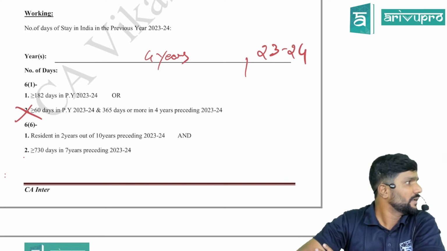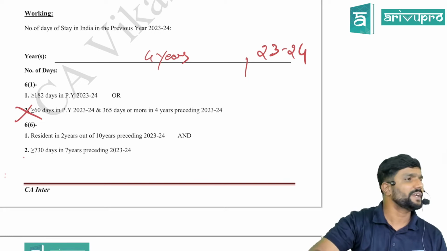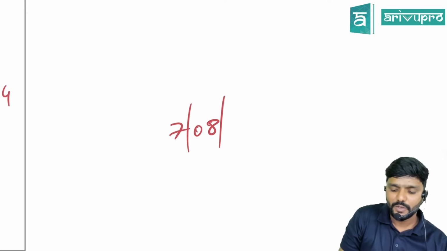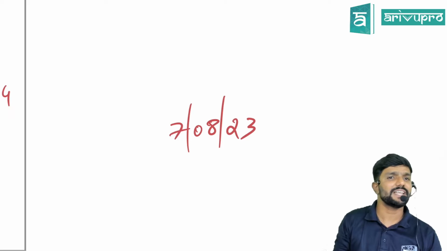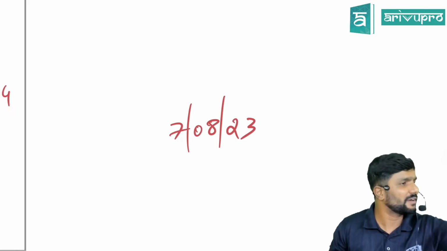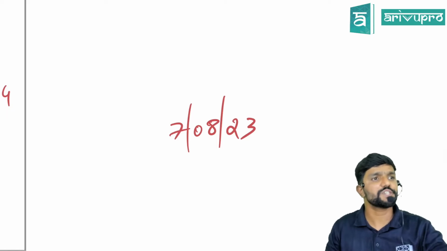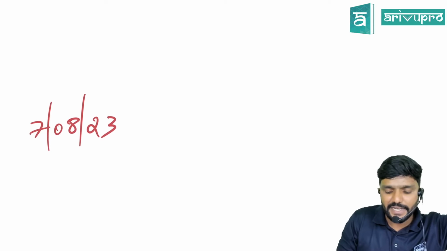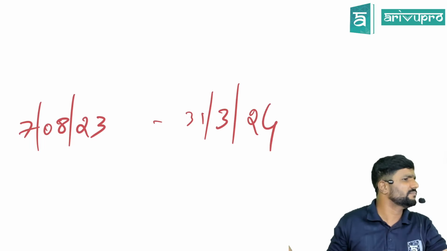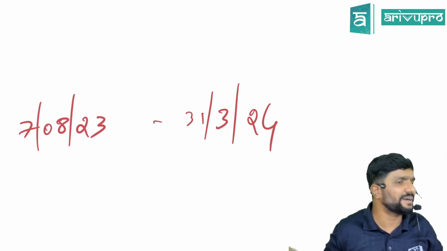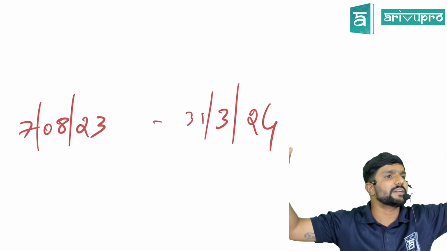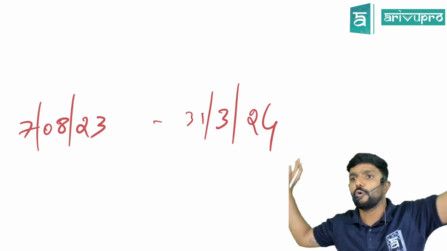Hope you guys got it. Now, when did he come to India? 7th August. Did they tell when he went back? No. So it is understood he was there till the end of the year. If he had gone back, then they would have told us he went back on this date. So from the question, it is understood that he was in India till 31st March. Sir, what about after that? We are not bothered. After that also he might be in India, but I am not bothered about it, because I am checking the residential status for which year? 23-24.